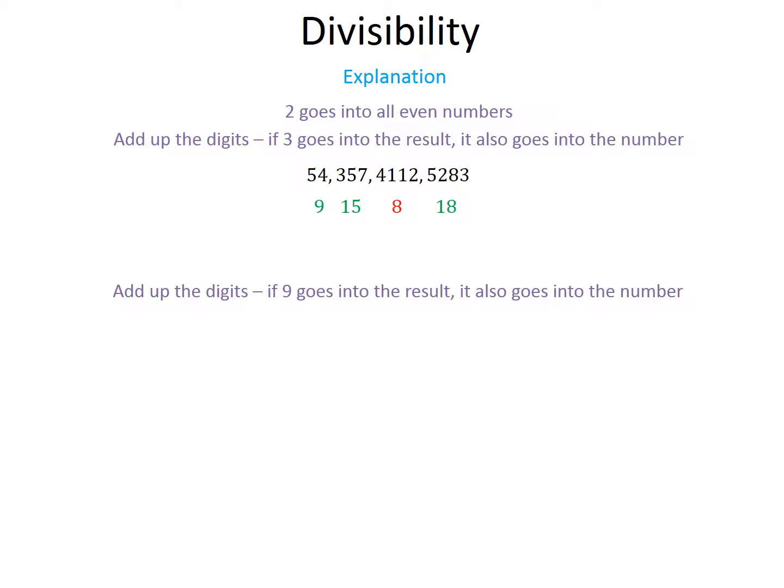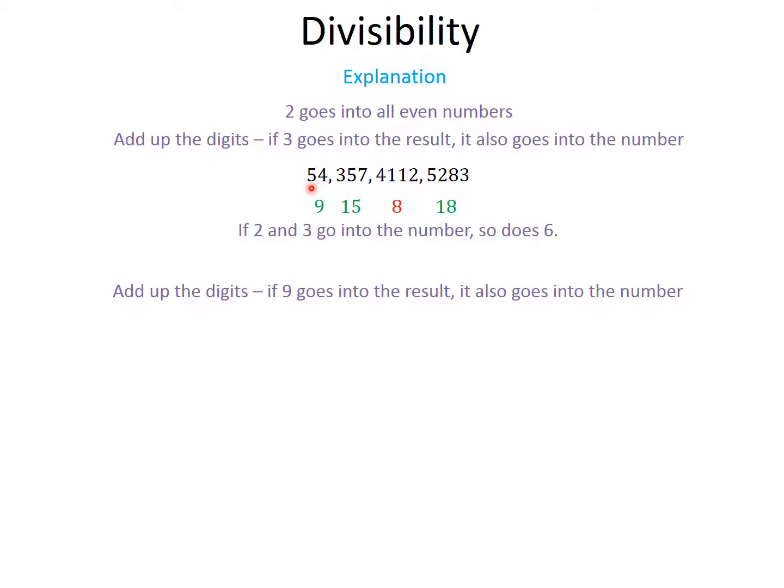Now the next one is 6, and there's no new test to learn here. If 2 and 3 go into the number, then so does 6. So when we look at each of these numbers, we just have to work out, do 2 and 3 both go into it? Now if you know your times tables well enough, you know 6 goes into 54 9 times. Let's do little tests anyway.